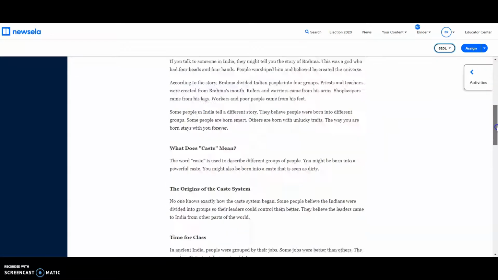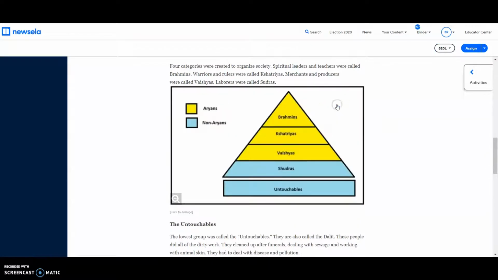So at the top of the caste, based here on this picture, are the Brahmins. They are the highest class. There's the fewest of those, that's why they're at the top of the triangle. Then you have the Kshatriyas, they are the second highest. Then the Vishyas are the third highest, and you'll notice based on this triangle that they are all Aryans. And then the non-Aryans are the Sudras.